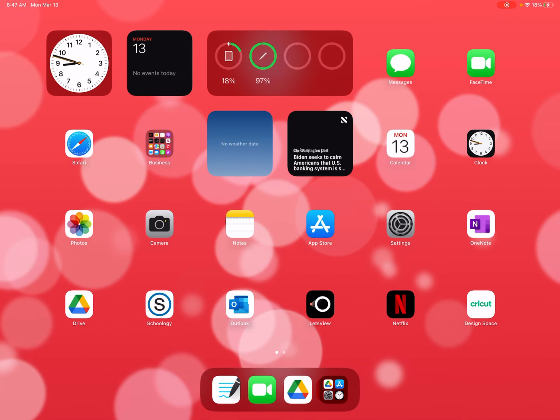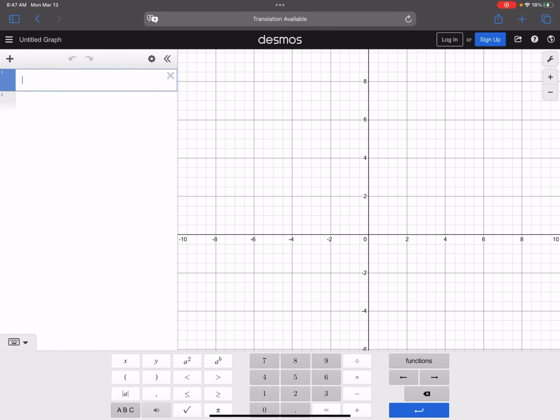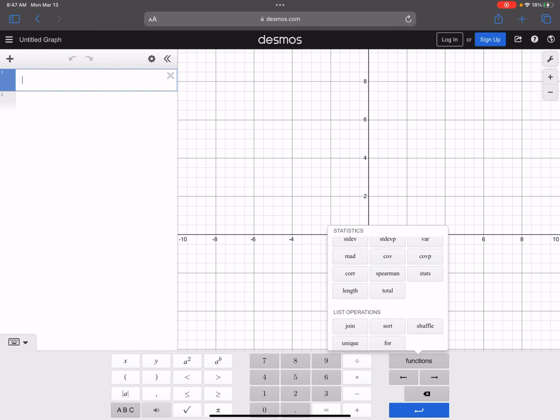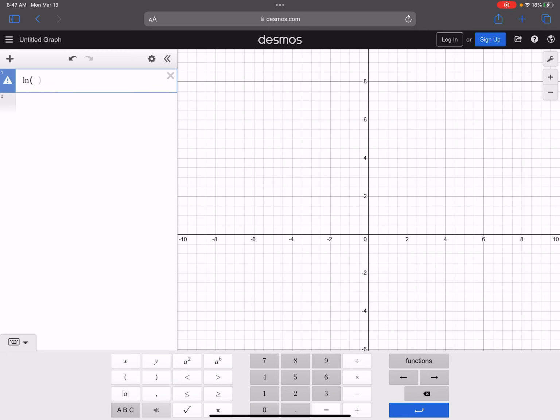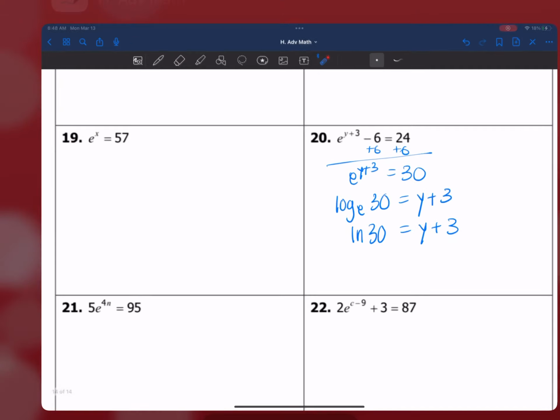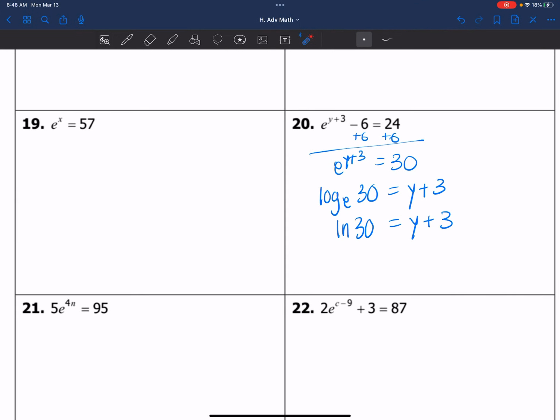Since I don't have a calculator, I will just use Desmos. You can look through the functions, or on the calculator, just press the natural log of 30, and you get approximately 3.4. So I can go over here and substitute in, rather than the natural log of 30, approximately 3.4. Is that equal to y plus 3? Solve this for y by subtracting 3 from both sides. So you get y is approximately equal to 3.4 minus 3, which will give you about 0.4.